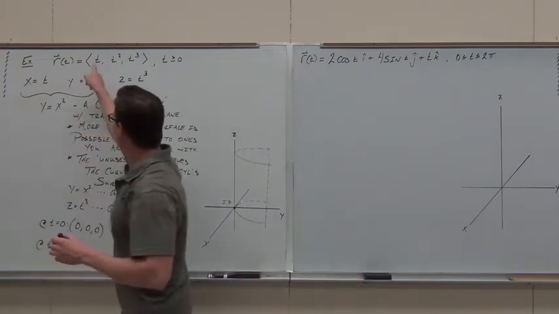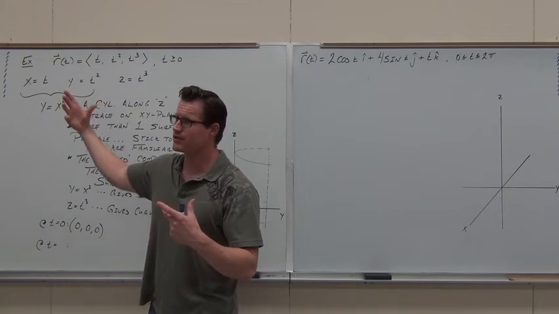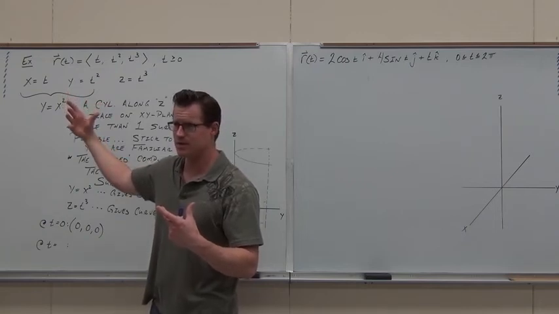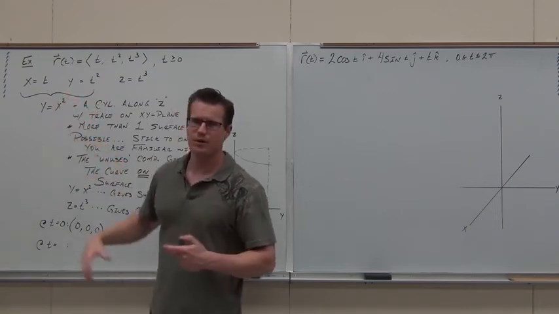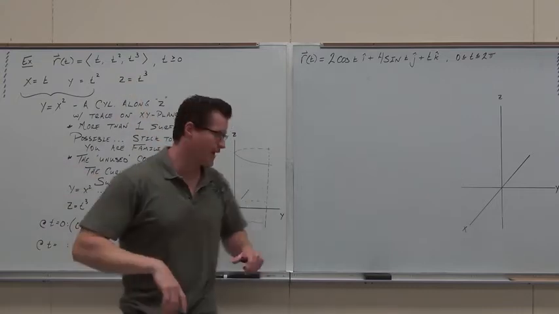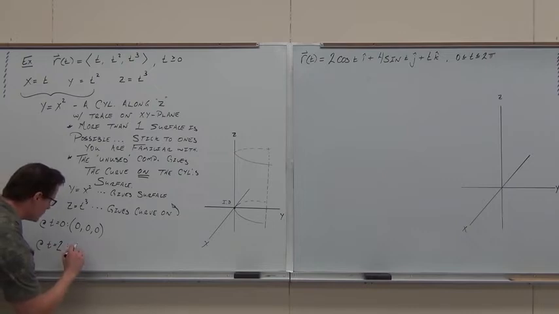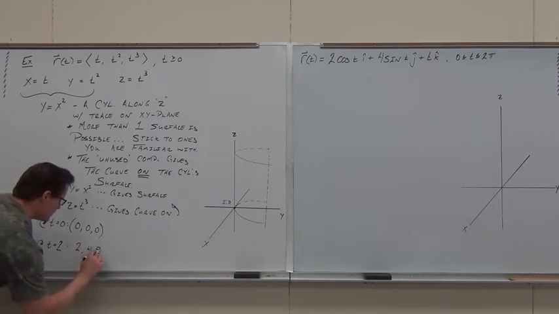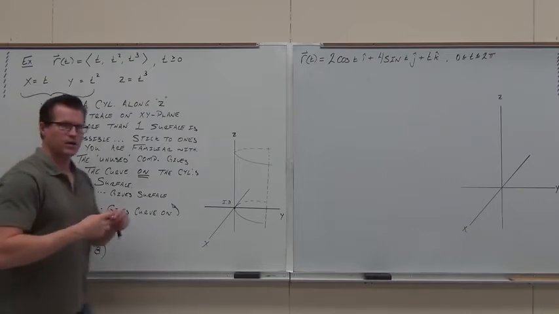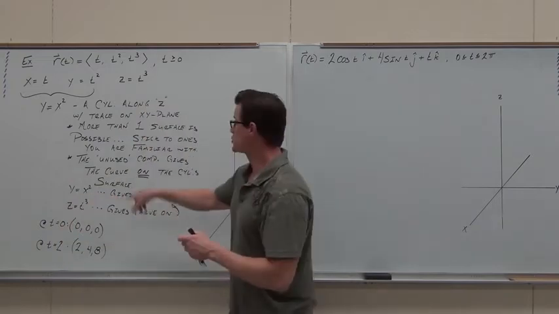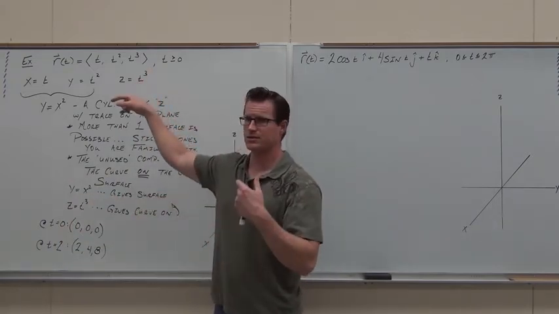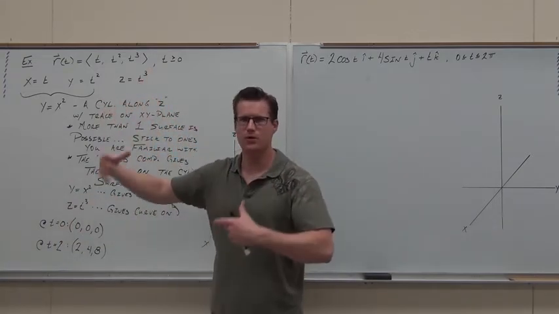You can plug in 1, but it's not very interesting. It doesn't give you a lot of shape to this. Does that make sense? I'd plug in something like 2. I won't plug in anything bigger because it's going to get big really, really fast. But I'd plug in 2. And when I plug in t equals 2, the vector is 2, 4, 8. The vector 2, 4, 8 has a terminal point at the point 2, 4, 8.